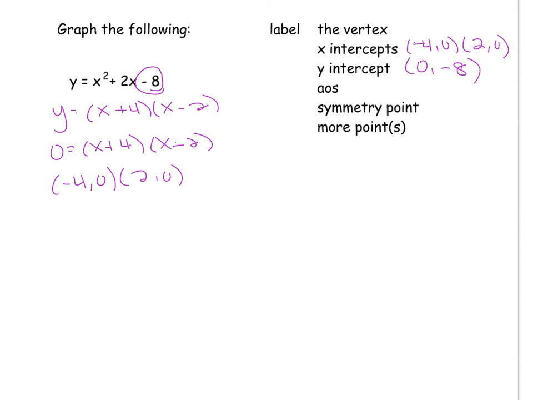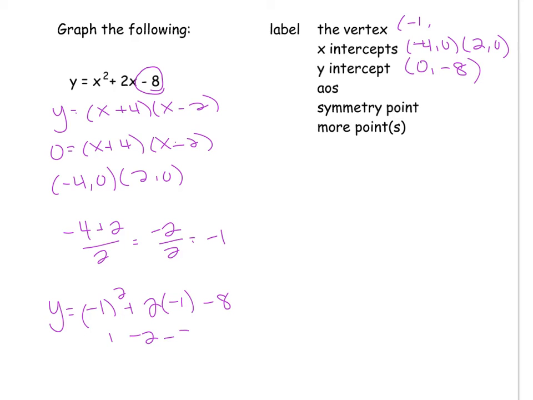Now, from there, my vertex is going to be equidistant between those two x values. So if I find the midpoint of them, my vertex is going to be at -1 some. So how do I find that something? y equals -1 squared plus 2 times -1, minus 8, would be -9. And then your axis of symmetry always passes through your vertex. x is -1 would be your axis of symmetry.